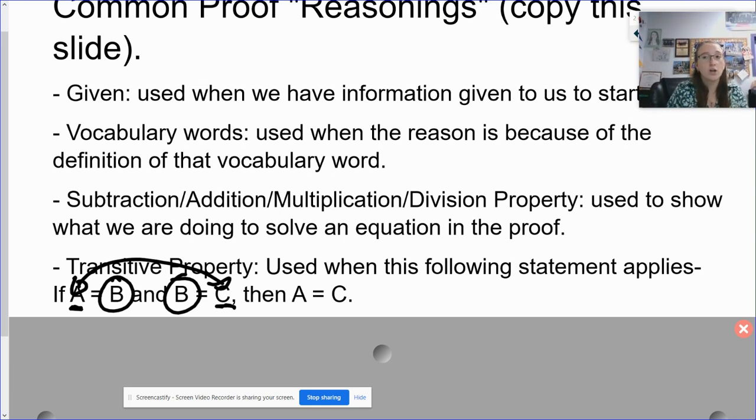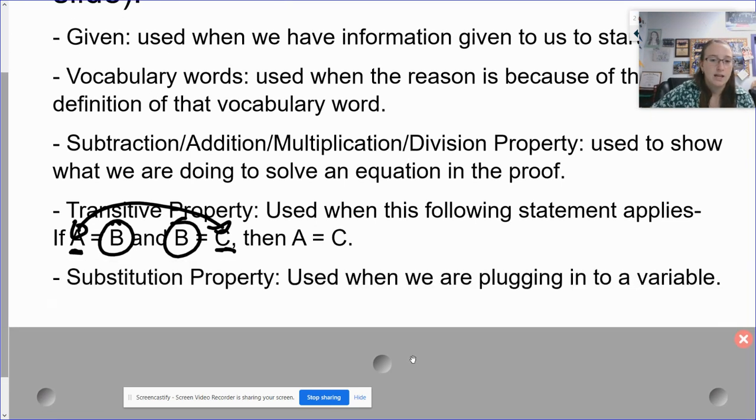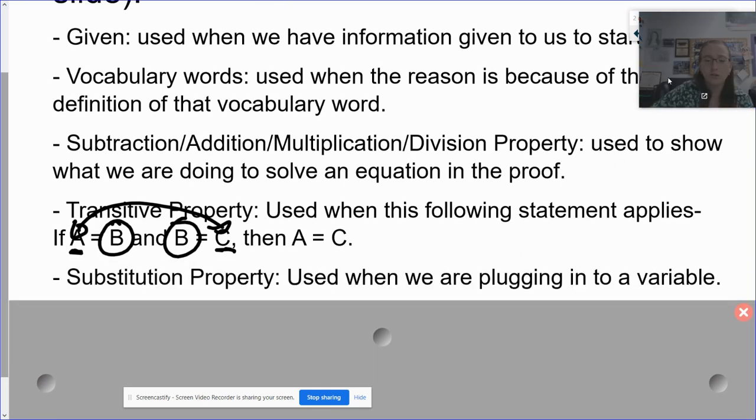This will sometimes occur when we're talking about angles. If this angle equals that angle and that angle also happens to equal another, then my two angles on the end have to be equal as well. Lastly, we will also be doing substitution property, and we just use this whenever we're plugging into a variable. So if I show a statement and all I did was plug something in, my reason is substitution property.